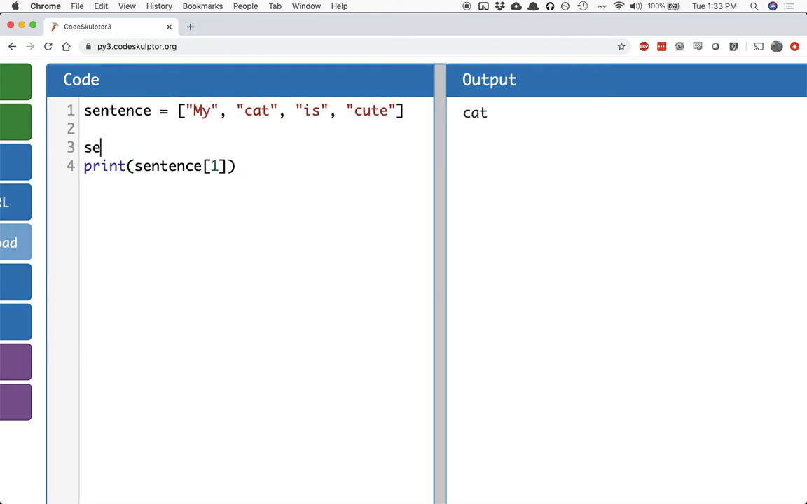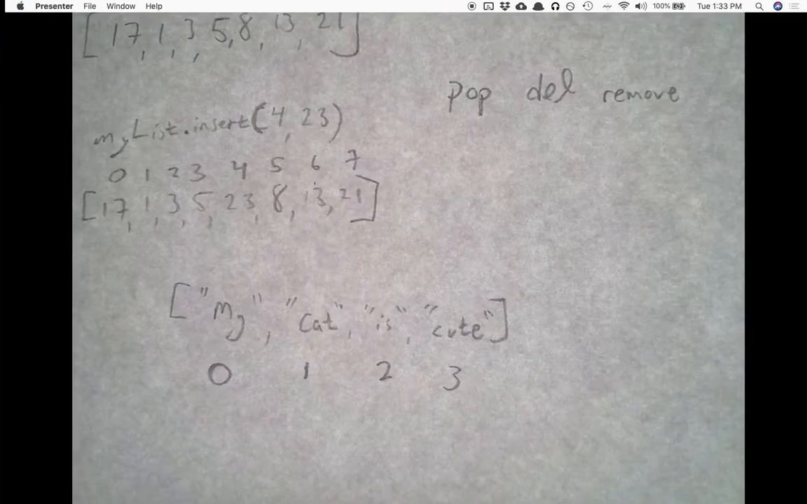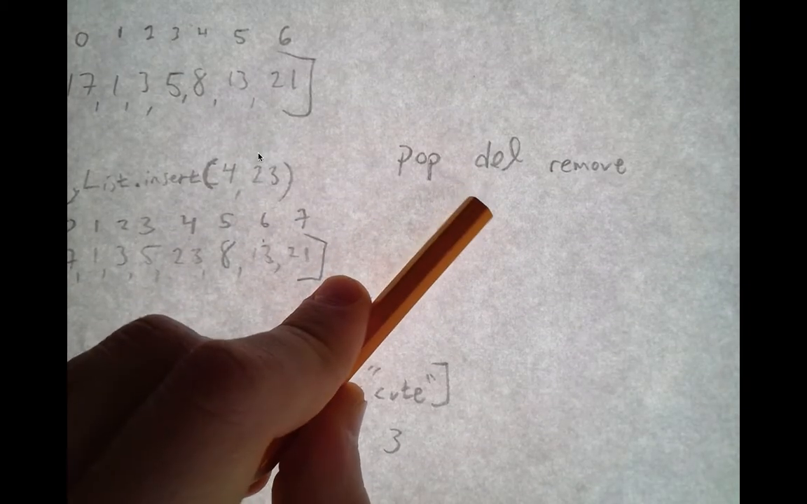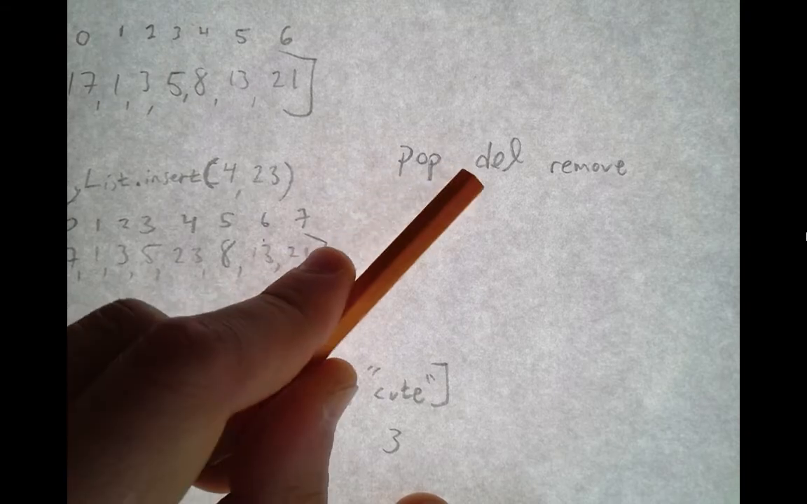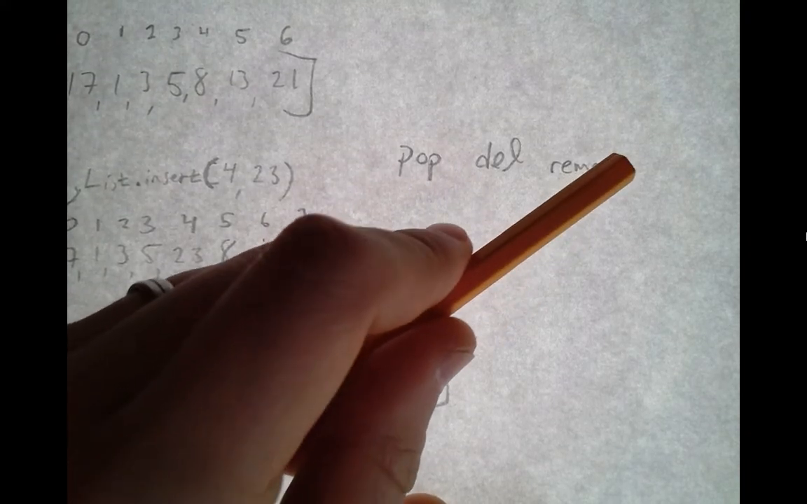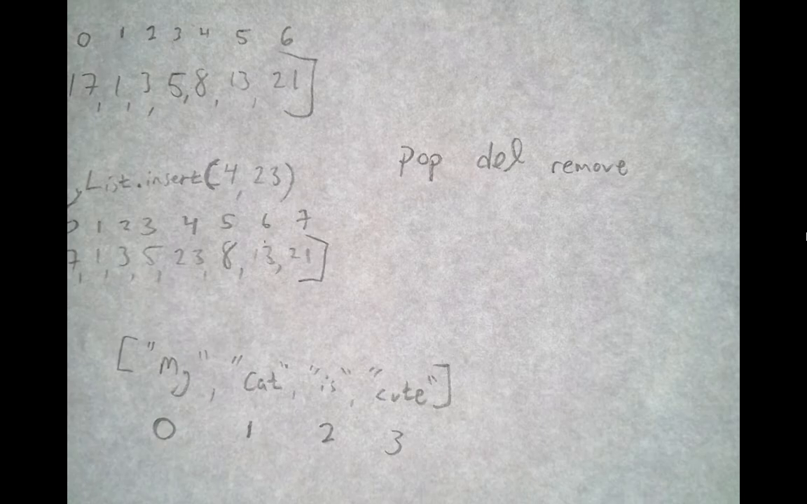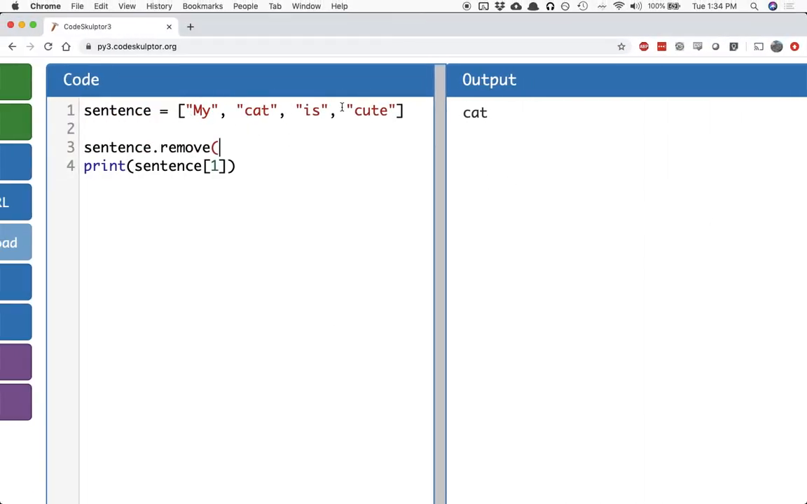Now we're going to look at remove, right? So I'm going to say sentence.remove, and here's the difference. Pop and delete, you tell it the index to go to. It doesn't care about what's in there. You tell it the index to go to, it deletes the index. Remove looks for the values in your items in your list, and it removes that, right?